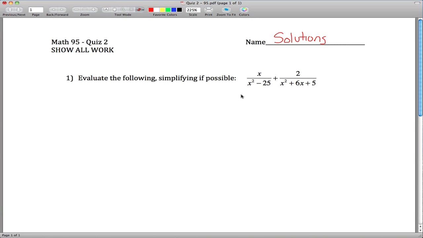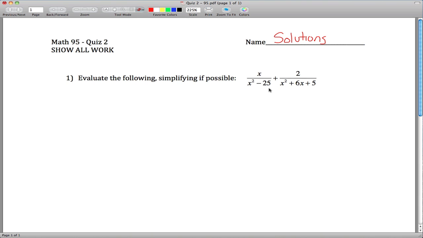Alright, here are the quiz 2 solutions. Let's see, in the first problem here, we're asked to add up two rational expressions. In your head, maybe you're thinking we're adding up two fractions. But the problem is these fractions don't have the same denominator, right? So it's one of the harder types of problems.